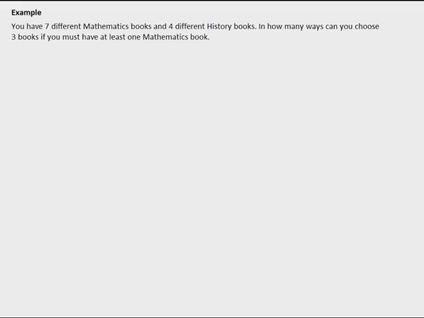It means I could have 1 math and 2 history. Or I could have 2 maths and 1 history. Or I could have all 3 maths and no history book. Because they want at least 1 math book. Okay, let's do all 3 of these. Now we have a grip on the problem. We can actually do each of these subparts.